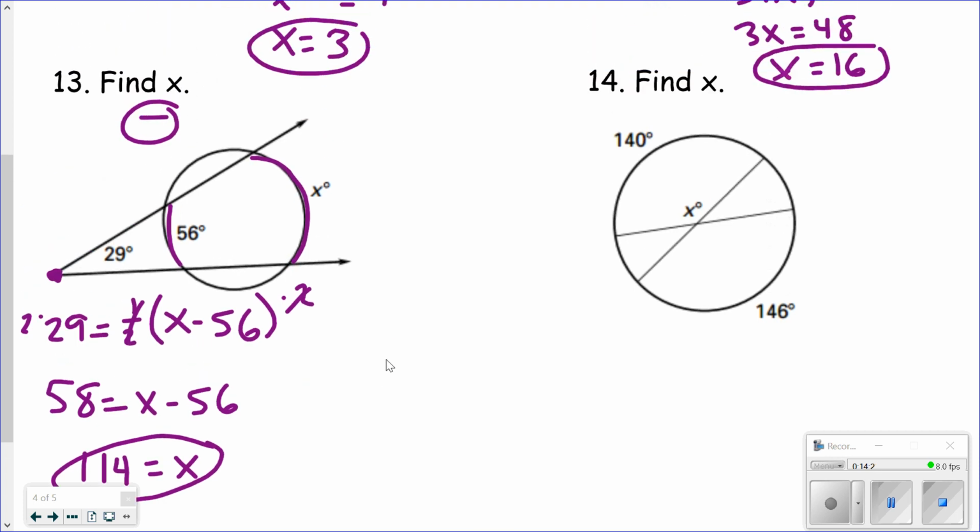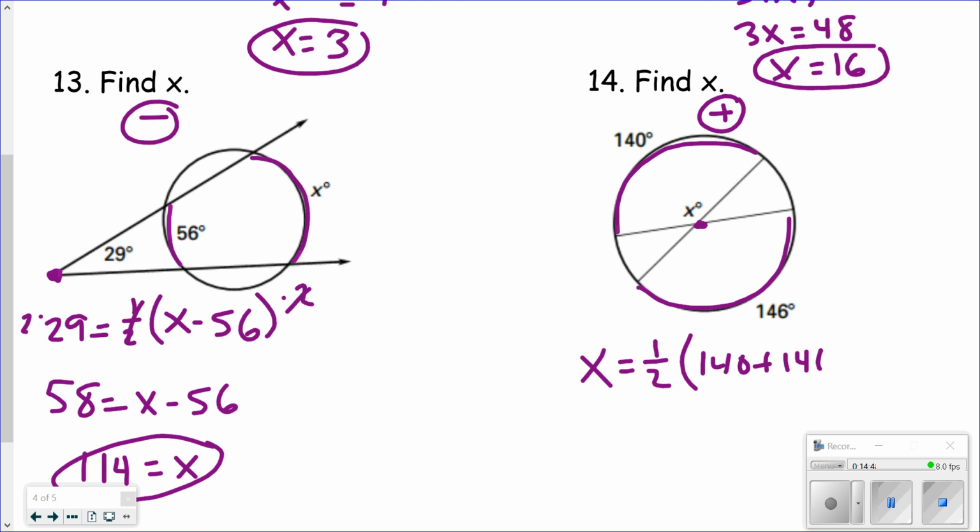Question 14, we want to find x. Now if we look here, we have 2 chords that collide here in the middle. Since the collision is inside of the circle, I'm going to use addition for my equation. So here are my 2 arcs that I'm focusing on. I know that x is equal to 1/2 times the sum, so 140 plus 146. If I plug that right into my calculator, we end up getting that x is equal to 143.